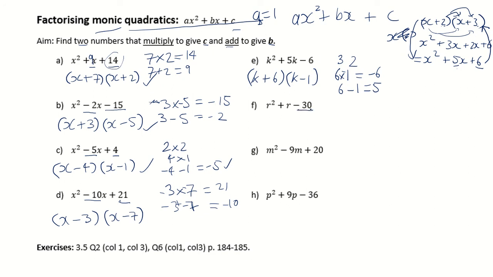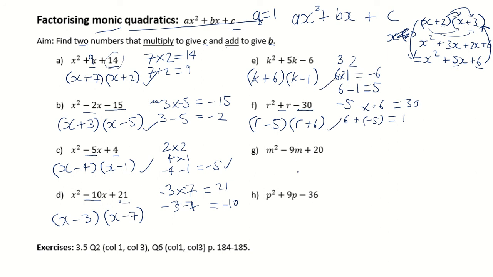So two numbers that give us negative 30 and add to give 1. So 5 and 6 will give us 30. Now, which one's positive and which one's negative? One of them needs to be positive and one needs to be negative because we have a negative. So we want plus 1. So it's going to be minus 5 and positive 6 because 6 plus minus 5 will give us 1. So we'll have r take 5 and r plus 6. It doesn't matter what order we write these in. r times r is r squared, r times 6 is 6r, minus 5 times r is minus 5r, 6r and minus 5r is 1r, minus 5 times 6 is minus 30.